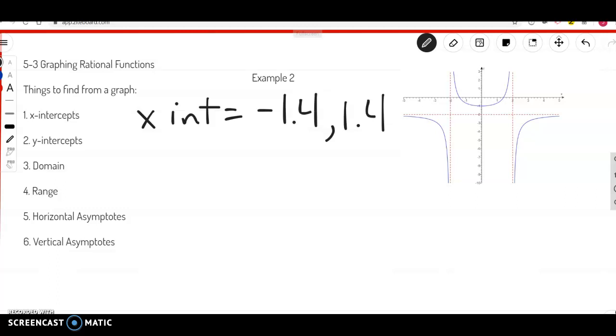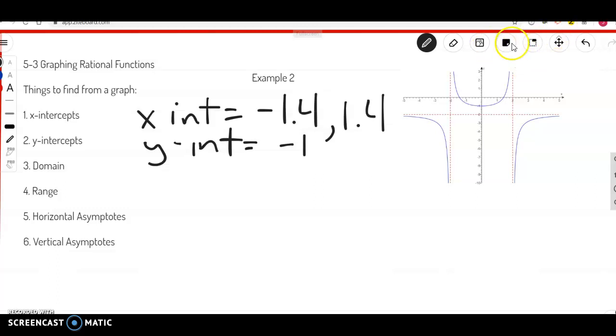For our y-intercept, we're going to look where the graph crosses the y-axis. So in this case, the graph crosses the y-axis at -1. So we're going to have our y-intercept of -1.